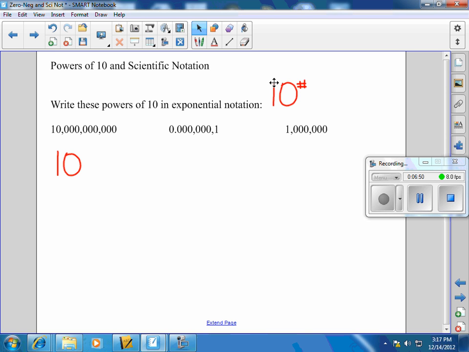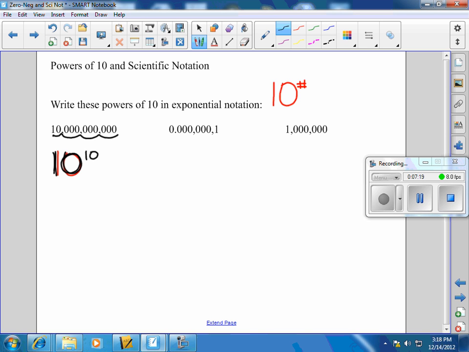Or the neat little trick is count the number of zeros. 1 zero, like we have right here, and just 10, means that I have 10. So if I count on my zeros, I have 3, 6, 9, I have 10 zeros. So this number that I have up there is the same exact thing as 10 to the 10th power. I'm going to multiply 10 together 10 times to end up with this 10 billion.